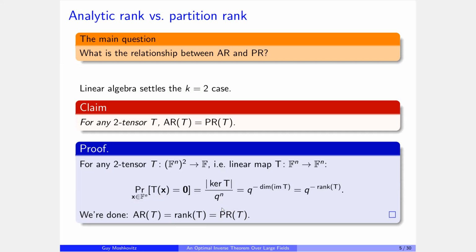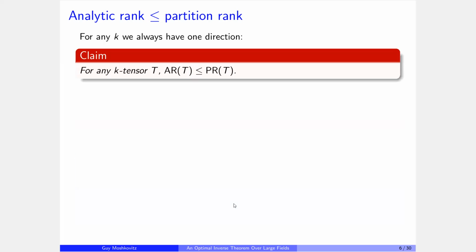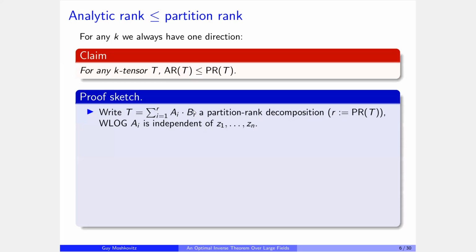Partition rank and analytic rank both measure the same thing for matrices. What about order K tensors, 3-dimensional arrays, 4-dimensional arrays, etc.? Well, we always have the easy direction. It's always true that the analytic rank is at most the partition rank. So Alex mentioned that. Let me quickly go over the proof of that.